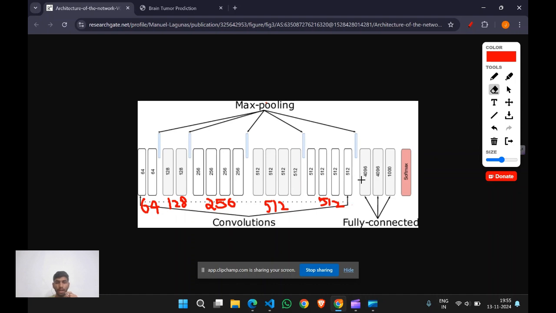In fully connected layer 2, it allows the model to refine its understanding of the complex patterns detected in the previous layers. In the last layer, which has a thousand neurons, this will represent the classes of the categories that the model can predict.